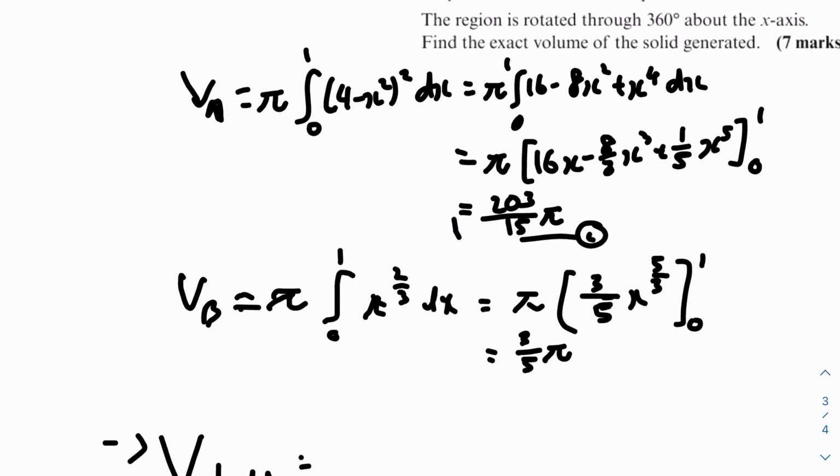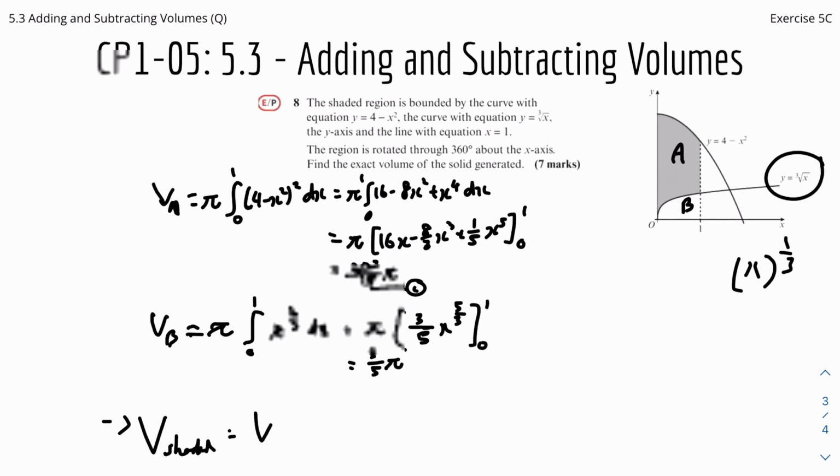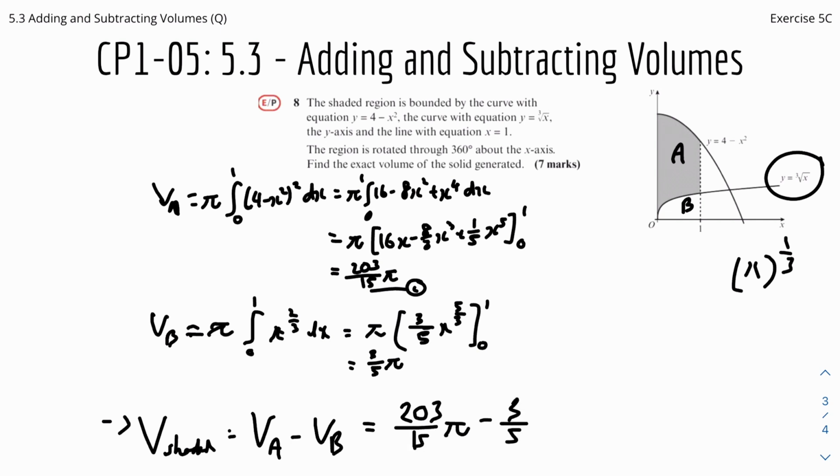So therefore the volume of the shaded region will be equal to volume A minus volume B, which is 203 over 15 pi minus 3 over 5 pi. Let me put that in my calculator, and that gets us 194 pi over 15 units cubed, like so.